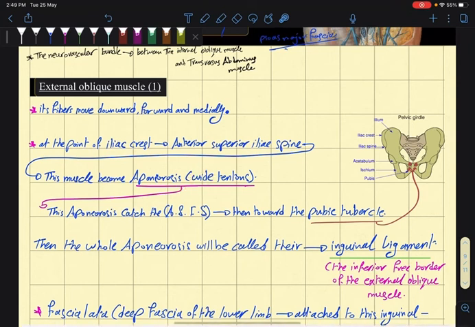A flat tendon. When does the external oblique muscle turn into this wide tendon? At the point of the iliac crest and the anterior superior iliac spine. These aponeuroses attach to the anterior superior iliac spine, and then toward the pubic tubercle.